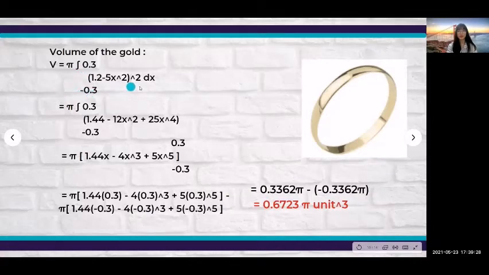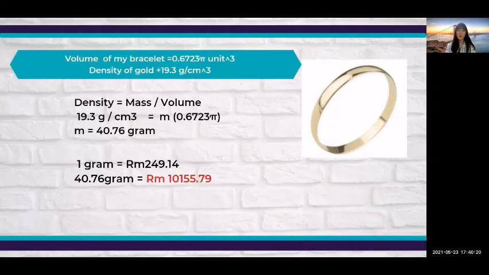The same thing, we will do the expansion and the first derivative first of this part. Then we will get 1.44 minus 12x squared plus 25x to the power of 4. Then we can do our integration. First, I will substitute my upper value and lower value. So 0.6723 unit cube.